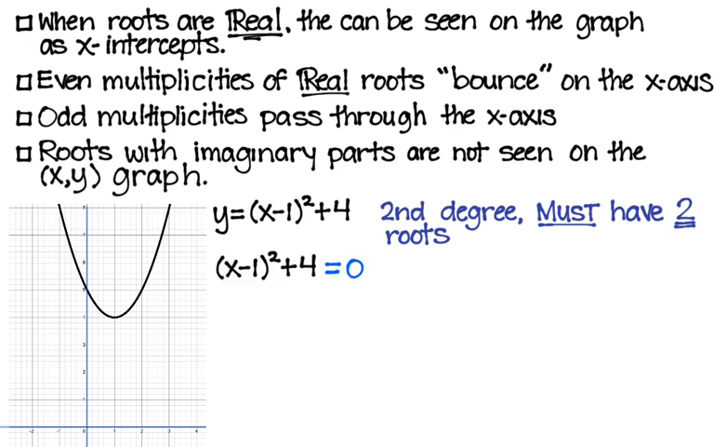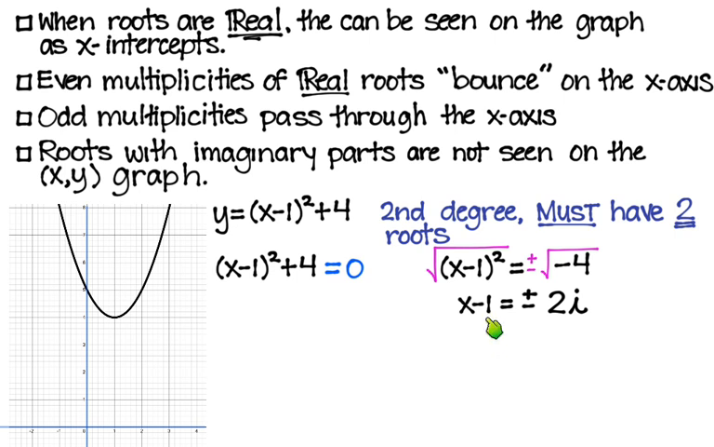We set it equal to 0, because that's what roots are, when the equation equals 0. Since it doesn't have any x-intercepts, we set it equal to 0, and we're going to solve this. So we're going to subtract 4 from both sides. Then we're going to take the square root of both sides. Oh, we're taking the square root of a negative number. That's going to give us an imaginary. The square root of negative 4 is 2i, so we get plus or minus 2i. And we still have x minus 1, so we're going to add 1 to both sides.